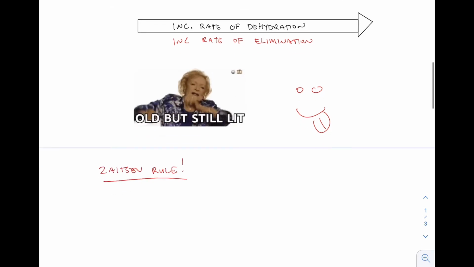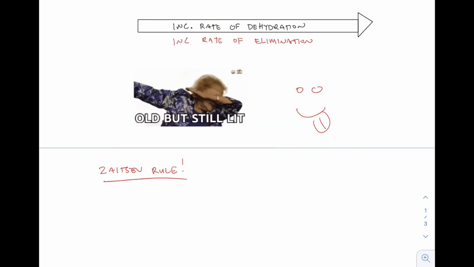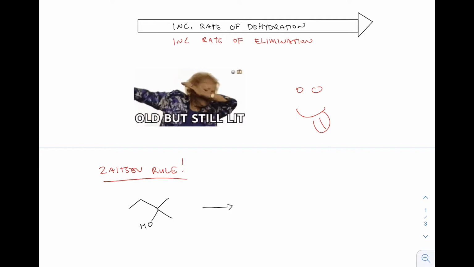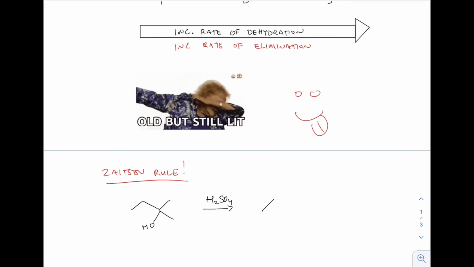So don't forget, when we're talking about elimination reactions, we always have to talk about Zaitsev's rule, right? And so remember, Zaitsev's rule is basically forming the most substituted alkene. That's going to be the major product, okay?